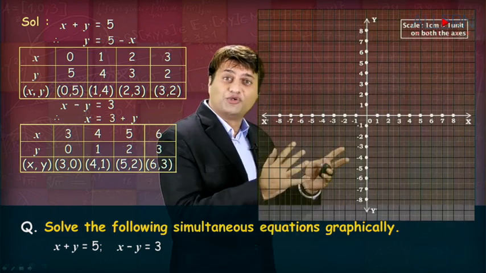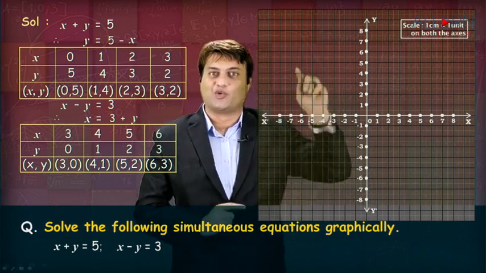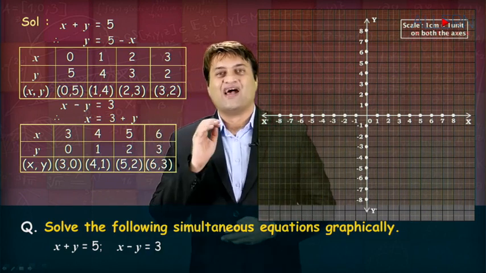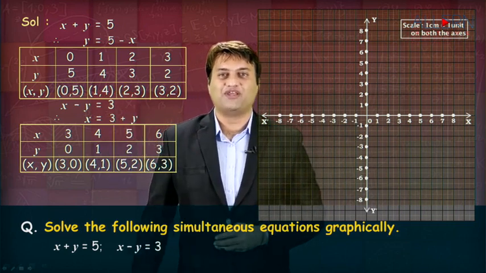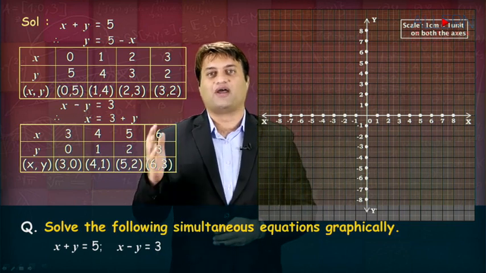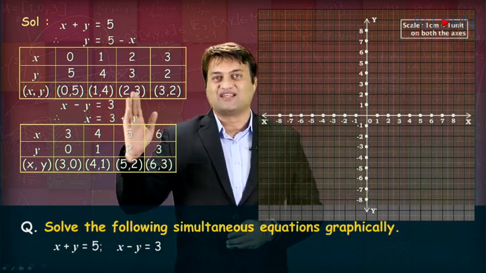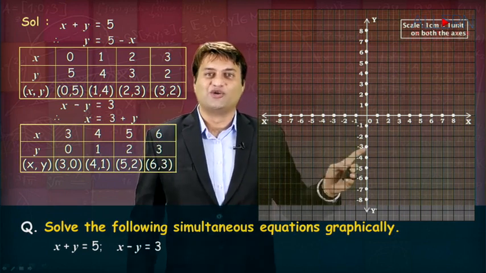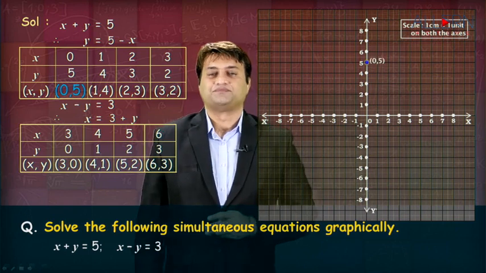Now we move on to the graph sheet. Graph sheet, lines, axis, origin, scale and the question number, don't forget. After that, let's start plotting the points. Let us start plotting the points of the very first table, that is 0 comma 5, 1 comma 4, 2 comma 3 and 3 comma 2. Let's start with 0 comma 5. 0 comma 5 on the y axis, right?